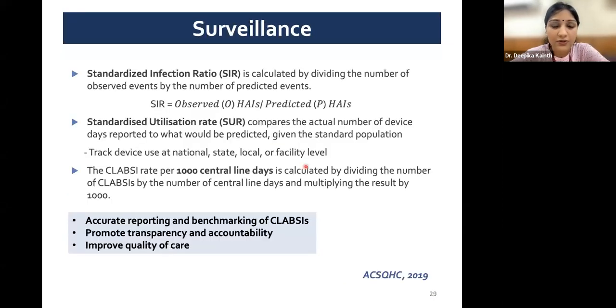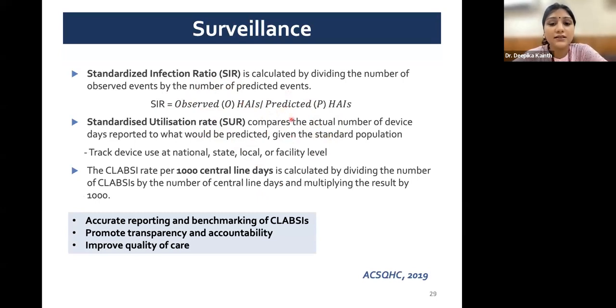I will not go into the very complex details of the surveillance, but there are some ratios which are useful for any unit or for national or international surveillance for adequate reporting of CLABSI. One is a standardized infection ratio and one is a standardized utilization rate. So standardized infection ratio is actually how many CLABSIs were observed and how many CLABSIs were actually predicted for that unit.